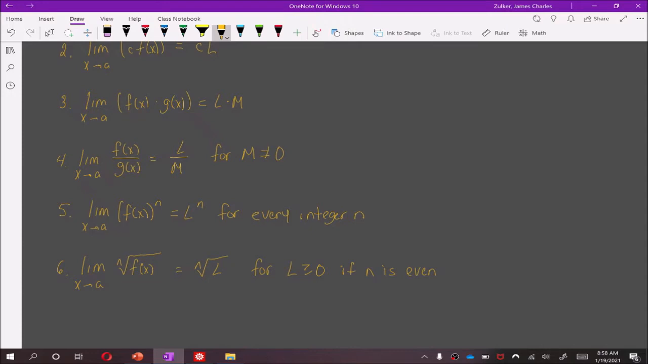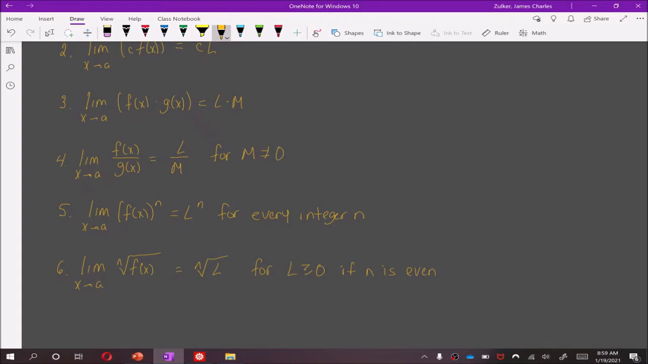Right, so this says if you're taking the limit of a root of f of x, a radical f of x, it is just the radical of that limit. Now, since we can't have negatives under even indexed radicals in the real plane, right? Remember, in complex, if you take, for instance, square root of a negative number, you wind up with a complex number. But we're only dealing with the real plane here, so if the radical is even indexed, the limit must be greater than or equal to 0.